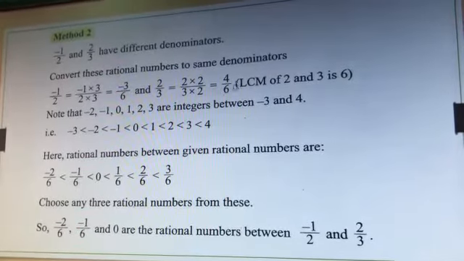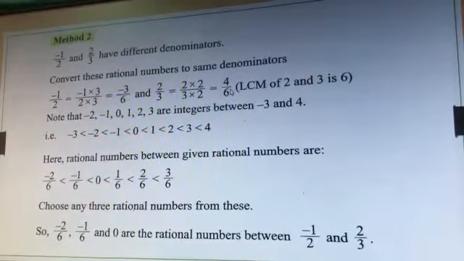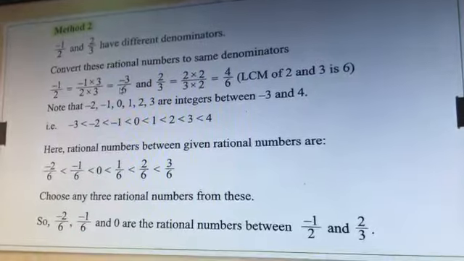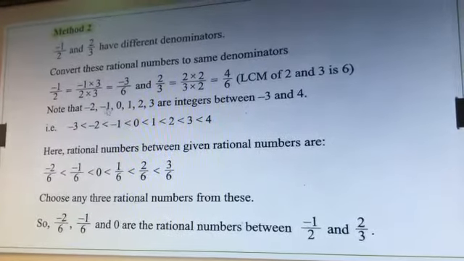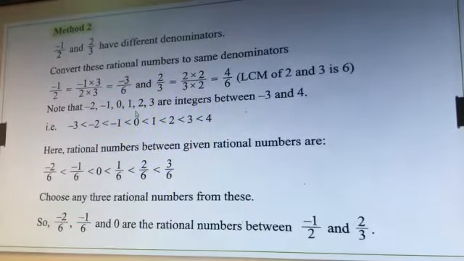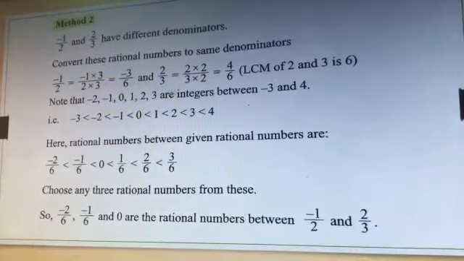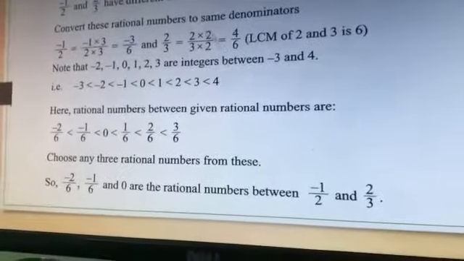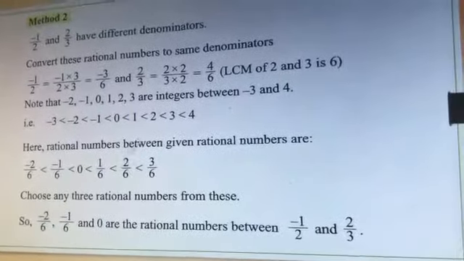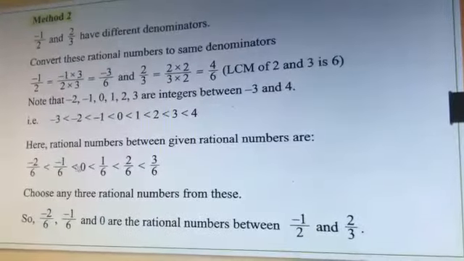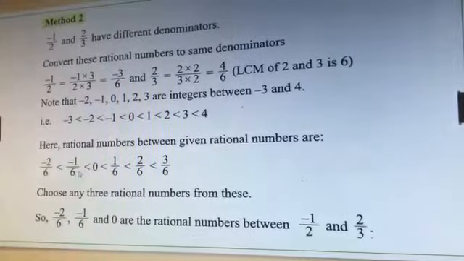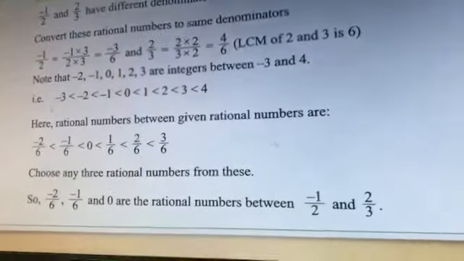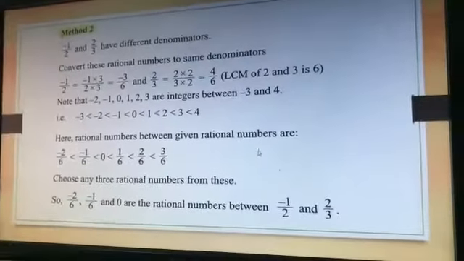Note here, 4 by 6 is a positive number and minus 3 by 6, so we will get different rational numbers in between them. Like in between: 4 by 6, 3 by 6, 2 by 6, 1 by 6, then 0, and again minus 1 by 6 and minus 2 by 6. And we can choose any 3 whatever we want here.